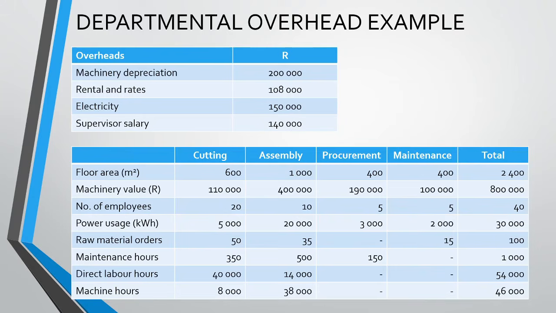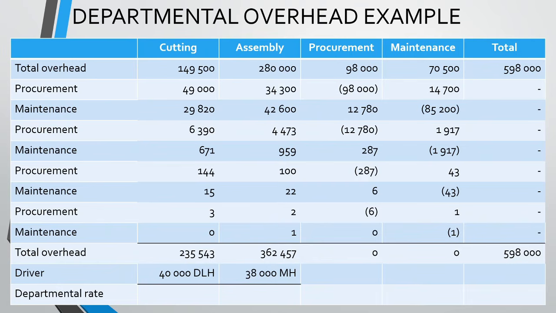Our next step now is to identify our driver for each production department. Remember from our previous video, we have already seen that cutting is labor intensive and we need to use direct labor hours, while assembly is capital intensive and we need to use machine hours. So we can fill in our cost drivers, and we can divide our total overheads for each department by the cost driver for each department to arrive at our separate overhead rates of 5 rand and 89 cents per direct labor hour for cutting and 9 rand and 54 cents per machine hour for assembly.